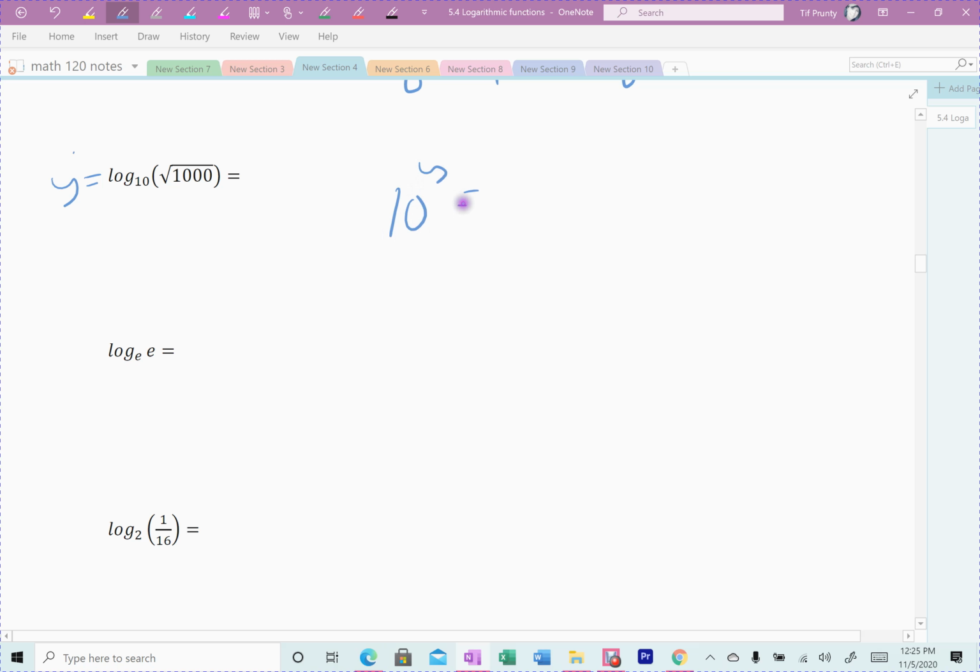Alright, so 10 to the y gives me the square root of 1,000, and I'm going to rewrite the square root as the half power, right? Because I think it's easier to deal with this when it's the half power. Because that's what I'm actually going to do. I'm going to convert this to a fractional power. So all I did right now is I rewrote it as an exponential, and when I rewrote the square root, I rewrote it as the fractional power 1/2.